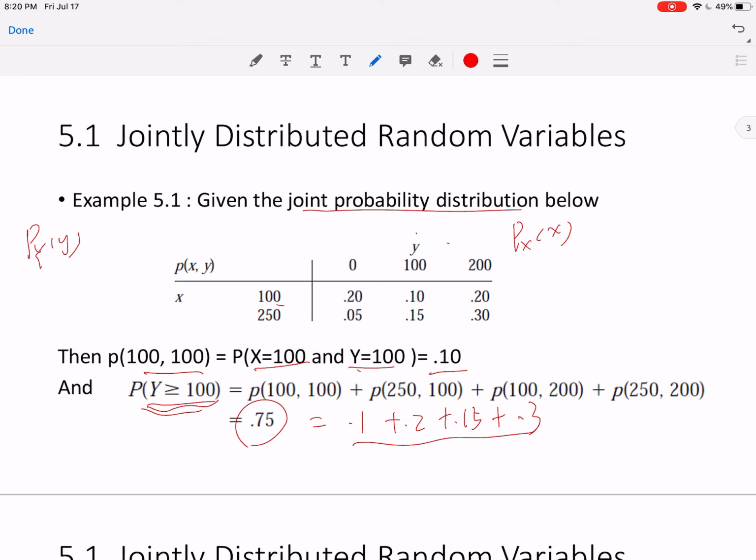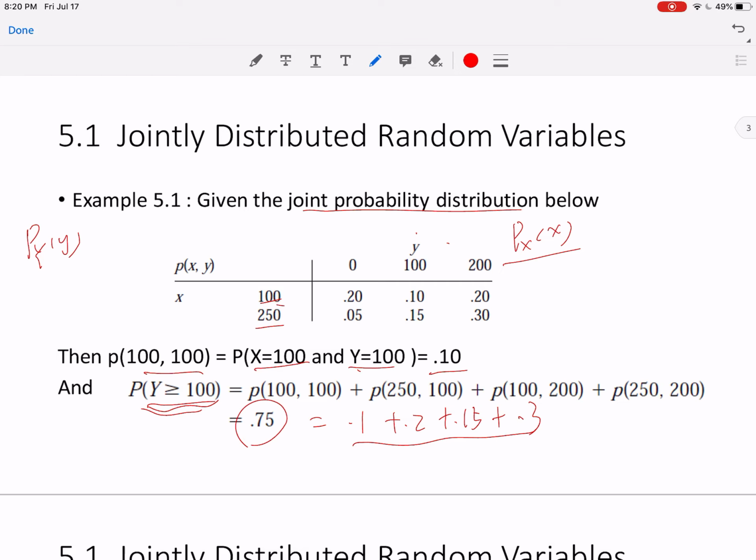So if we want to find the marginal PMF of x, based on what we learned in chapter 3, we know if we want to find a PMF, first of all, we want to list all the possible values of x and then find the probability of each possible value. So in this case, x could be 100 and x could be 250. We have already got the possible values of x, and then we just need to find the probability of each.